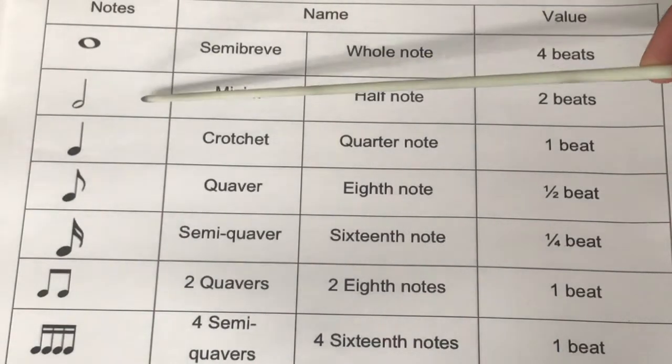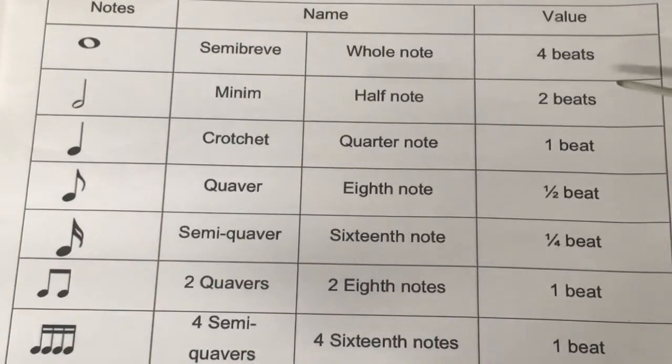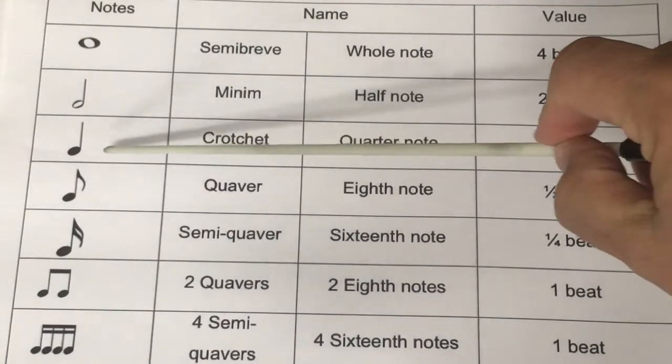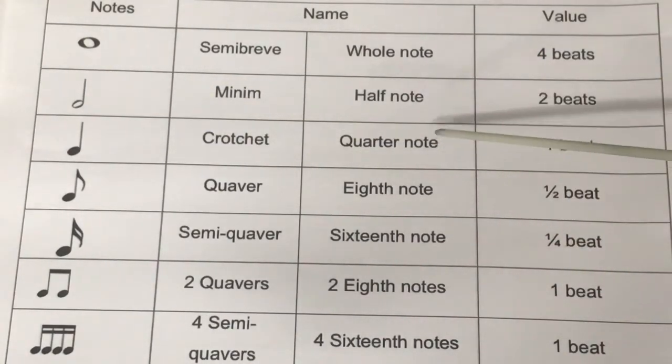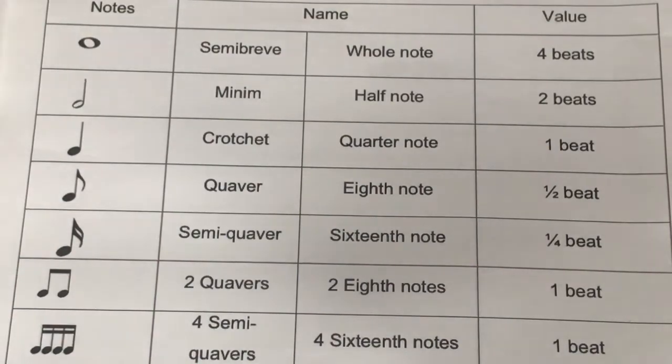A minim, half note, 2 beats. So it plays for 1, 2, then let go. Crotchet, coloured in with a stem. Crotchet, quarter note, 1 beat. So it's just 1, 1, 1.